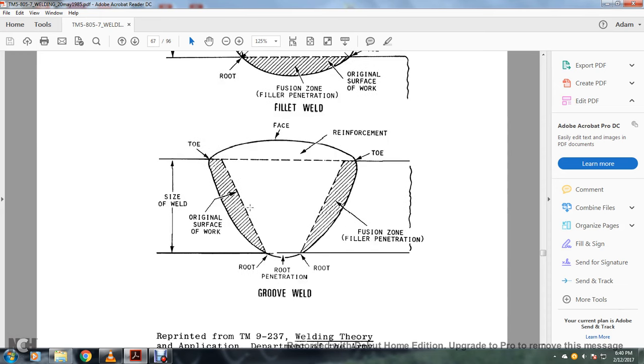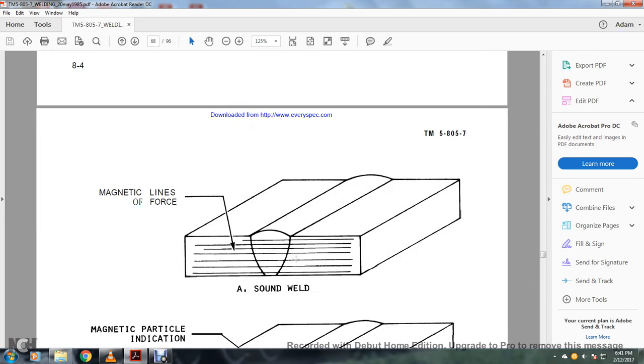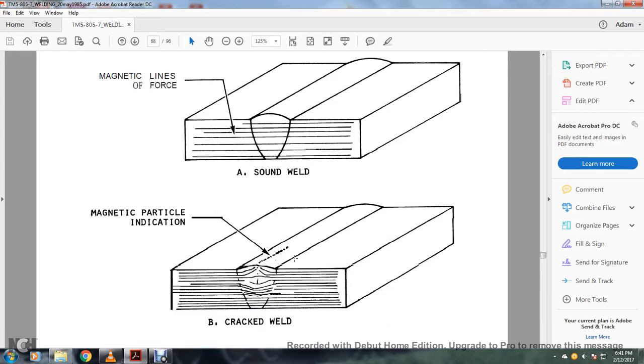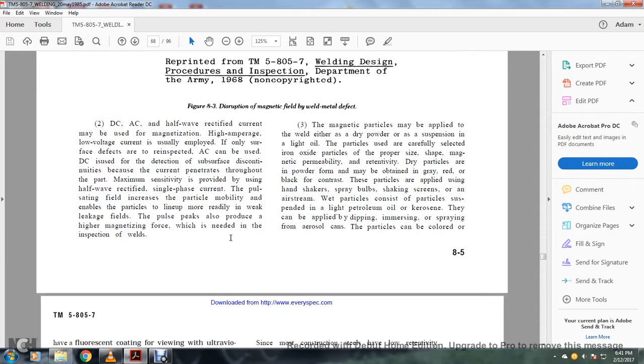A groove weld is shown with the toes at both sides and the face at the top: reinforcement, original surface of the work, fusion zone, filler penetration, and root penetration. The magnetic lines of force are shown on the side of the groove weld as a sound weld, and then it shows a magnetic particle indication as a crack in the weld of the groove weld.